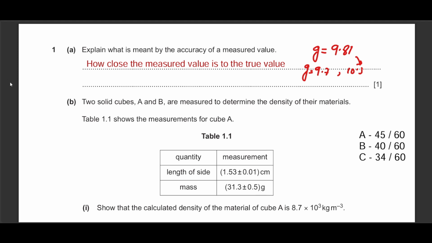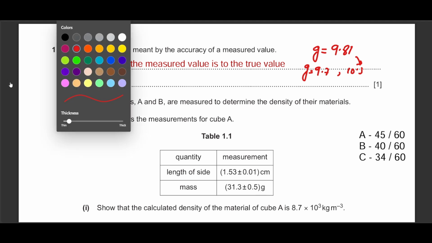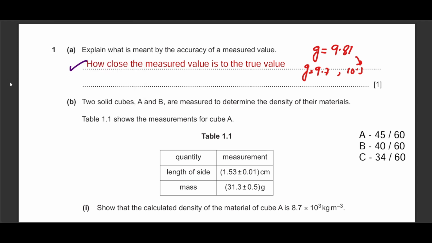Do we get the correct answer or are we not getting the correct answer? It is as simple as that. So that is how you define this. That is how you write an answer for this.